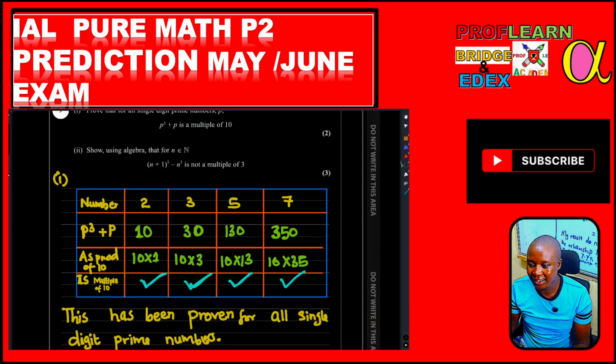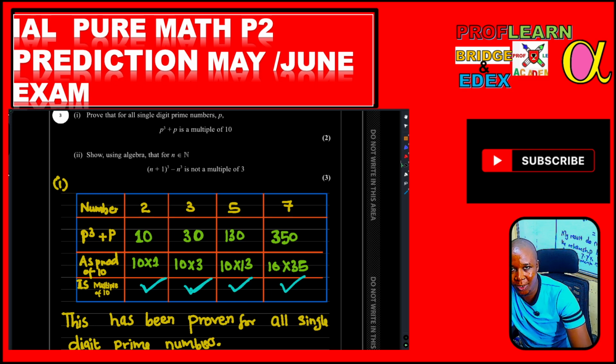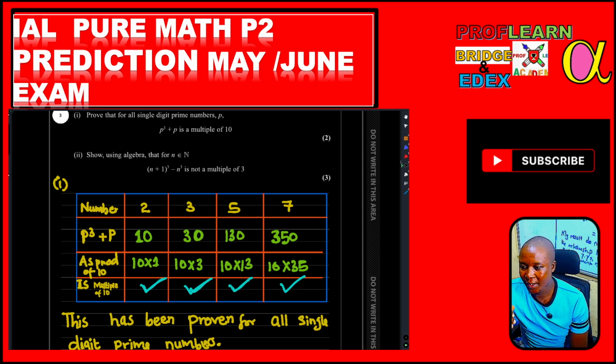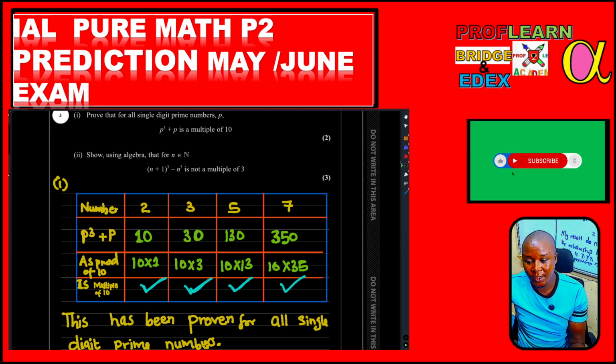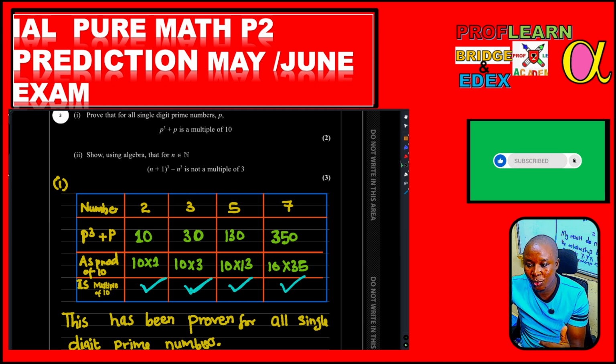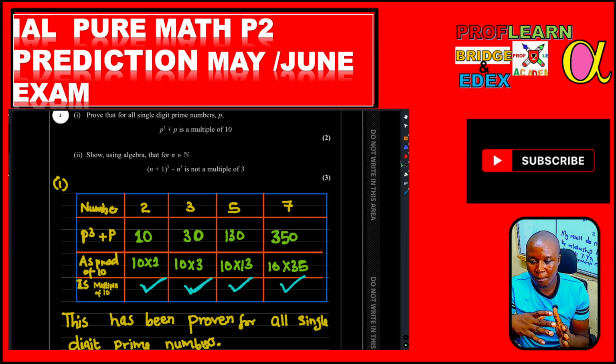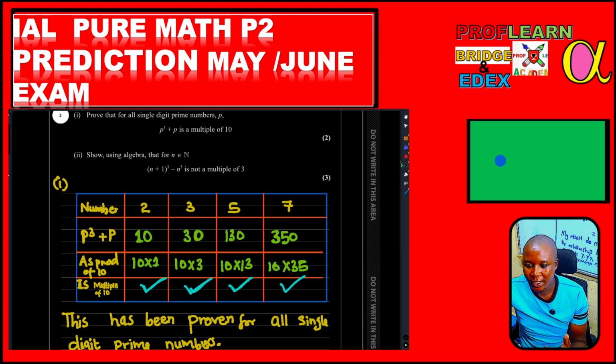I used examples to show this, and we must give more than 3 examples to check whether it is true. You can see here that I put the prime numbers into the given expression to check. If we put in 2, we get 10; if we put in 3, we get 30; for 5 we get 130; and for 7 we get 350.